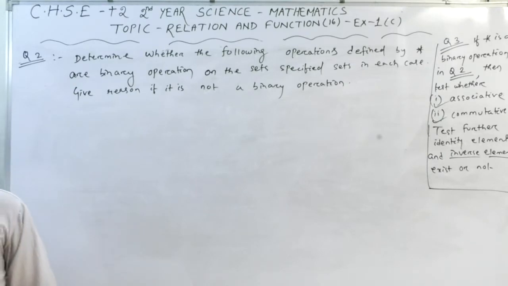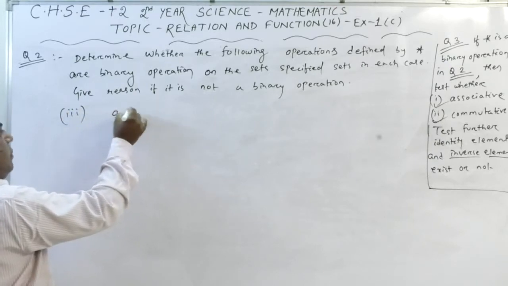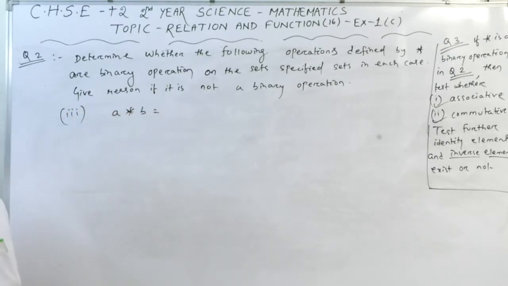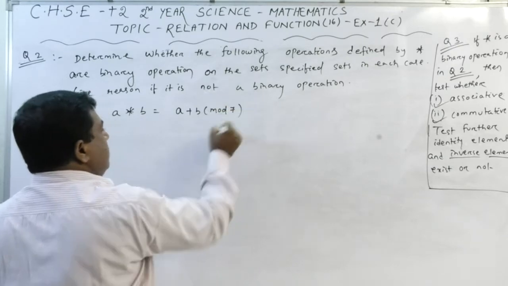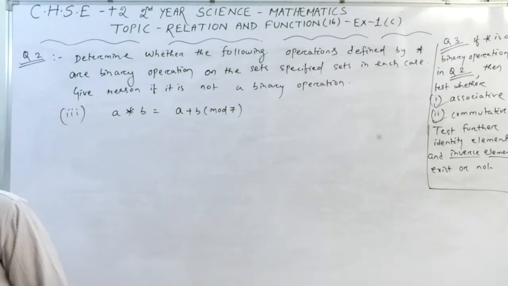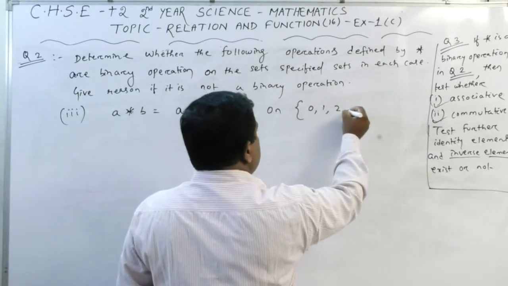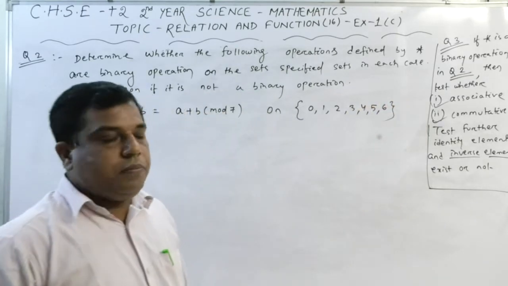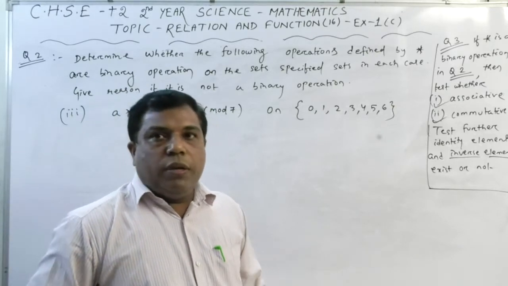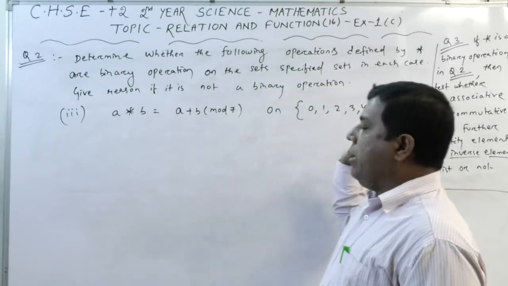Suppose I am going to solve bit 3. It is given as A star B equal to A plus B modulo 7, on the set 0, 1, 2, 3, 4, 5, 6. So the set is mentioned as 0, 1, 2, 3, 4, 5, 6. Dear students, you can see this set contains a finite number of elements.